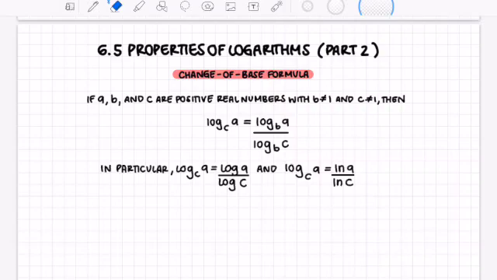Hi guys, so today we're going to be looking at 6.5 Properties of Logarithms Part 2. For today we are going to be looking specifically at the change of base formula.